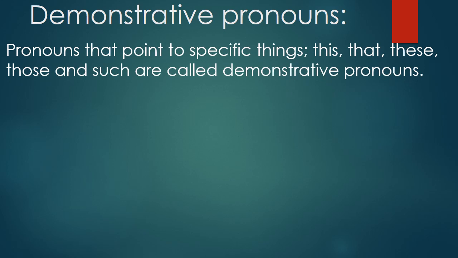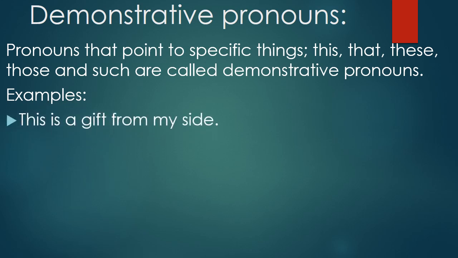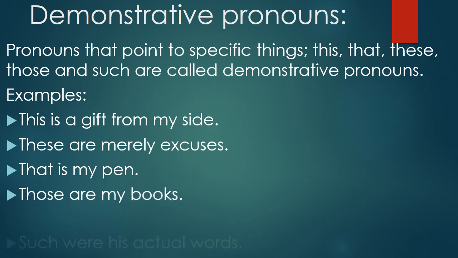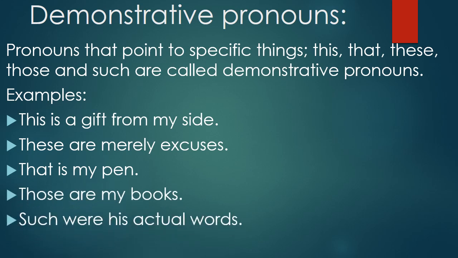Next is demonstrative pronouns. Pronouns that point to specific things. This, that, these, those, and such are called demonstrative pronouns. For example, this is a gift from my side. These are merely excuses. That is my pen. Those are my books. Such were his actual words. So in these sentences, this, that, these, those, such are used as demonstrative pronouns.